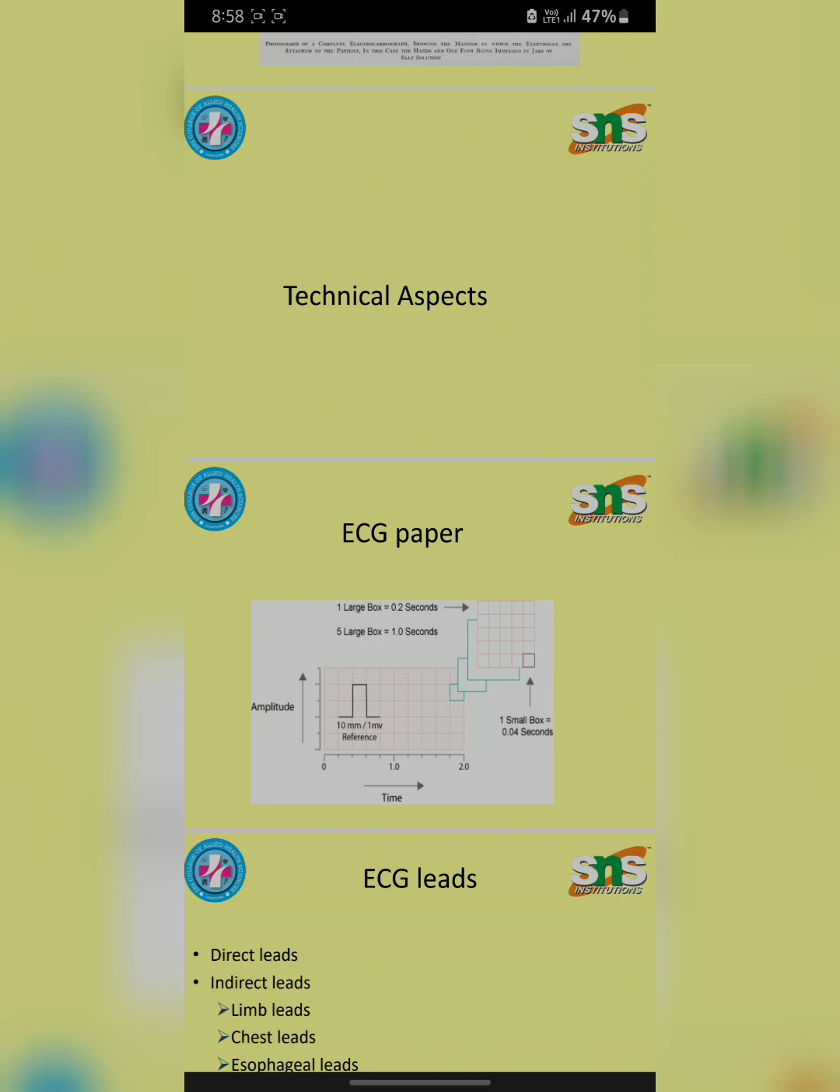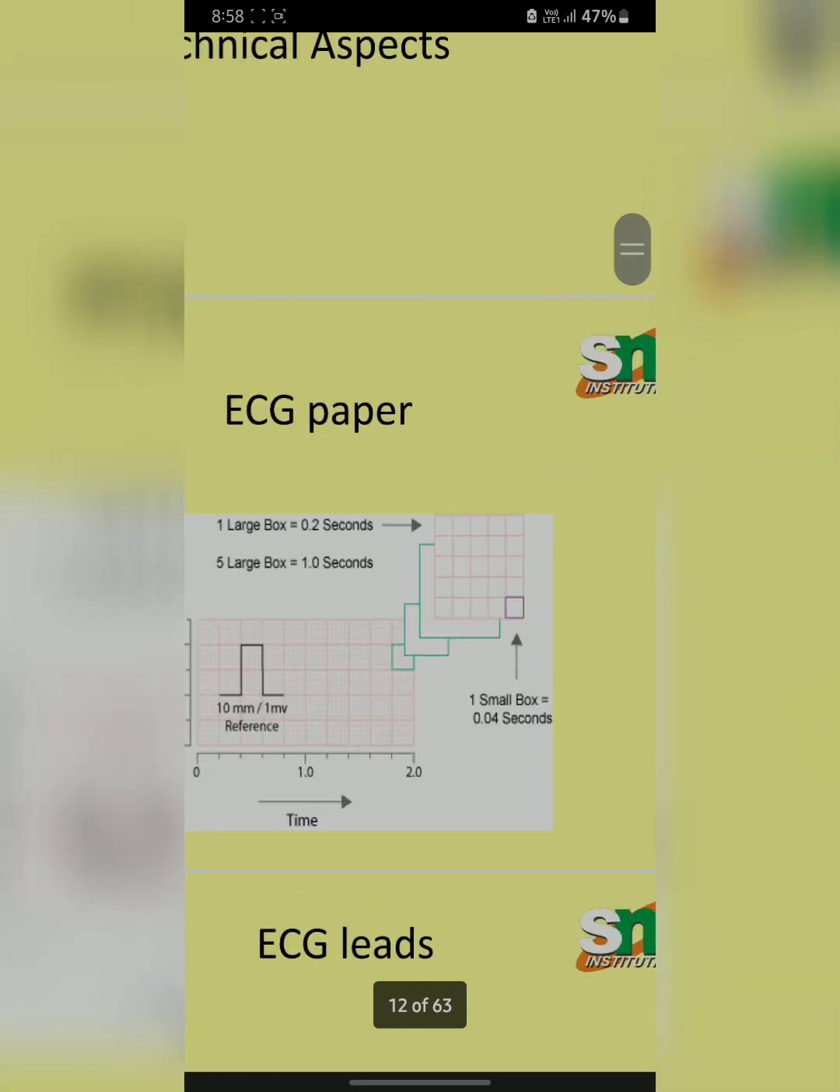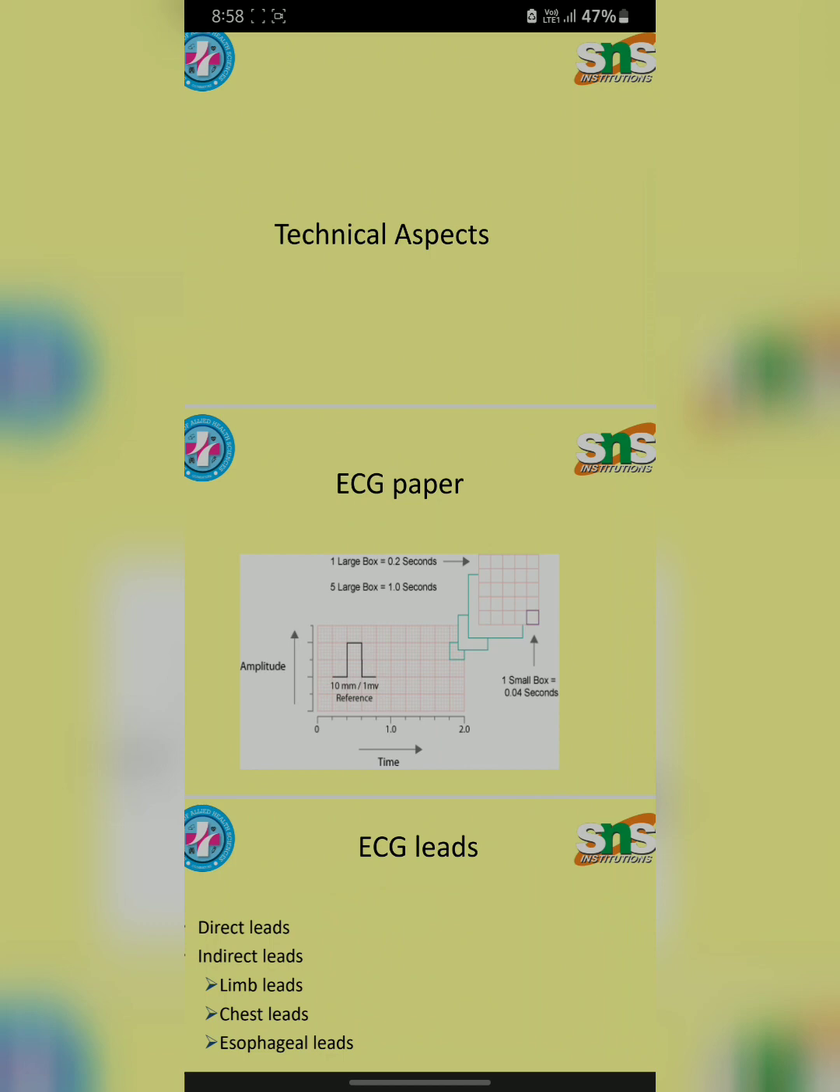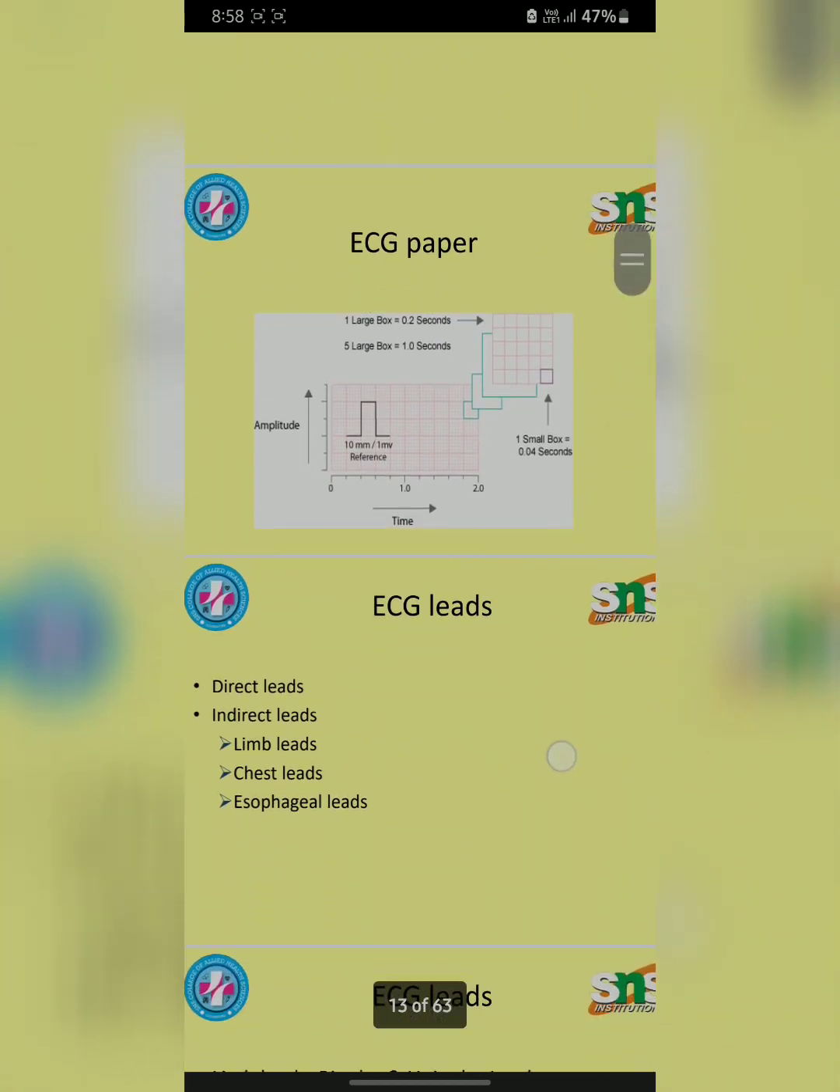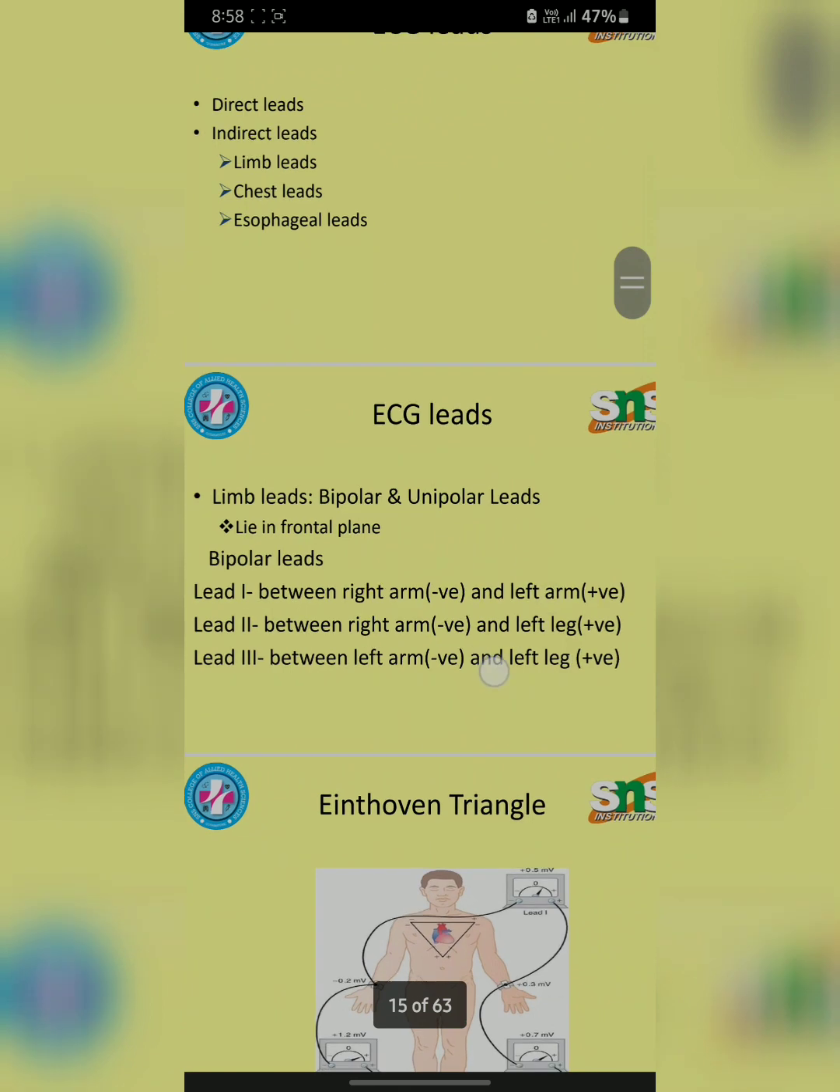ECG leads. There are direct leads and indirect leads. In indirect leads: limb leads, chest leads, esophageal leads. Limb leads, bipolar and unipolar leads, lie in the frontal plane. Bipolar leads: Lead 1 is between right arm negative and left arm positive. Lead 2 is between right arm negative and left leg positive. Lead 3 is between left arm negative and left leg positive.